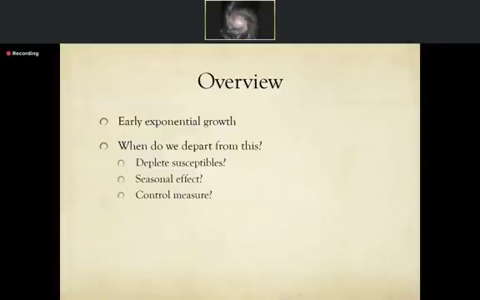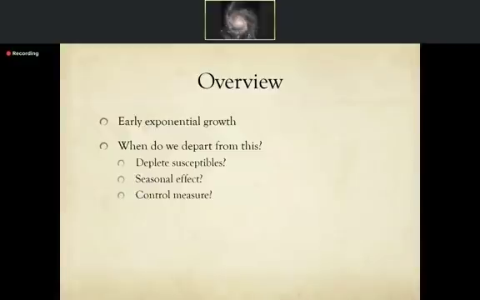So an overview of what a lot of these models have in common is early exponential growth, the idea being that each case will cause a certain number of new cases, and then those cases will in turn cause the same number of new cases, and so forth. Such considerations lead directly to a prediction of exponential growth, consistent with what we see. But the challenge is to determine when we depart from exponential growth.